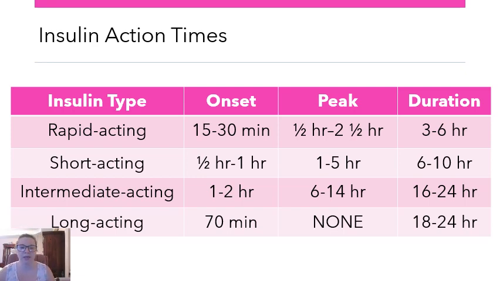Okay, the intermediate acting, you're going to be 1 to 2 hours of onset. You're going to peak 6 to 14, and duration is going to be 16 to 24. So these ones they might get once a day or twice a day to kind of balance out those short acting during the meals. And then your long actings are going to be an onset in about 70 minutes. They have no peak time, and then they're going to last 18 to 24 hours. So these might be those once or twice a day medicines as well.